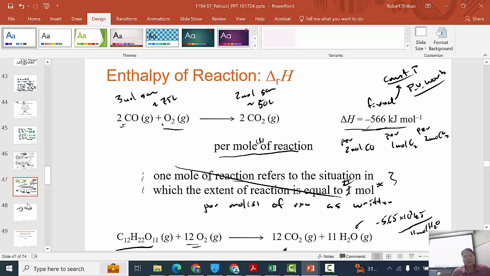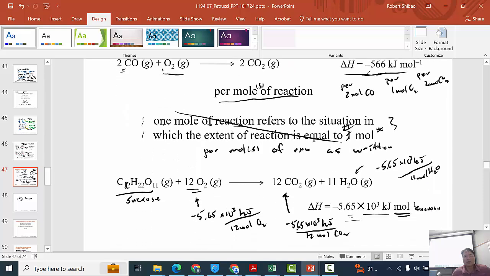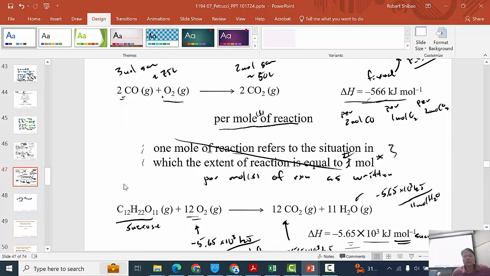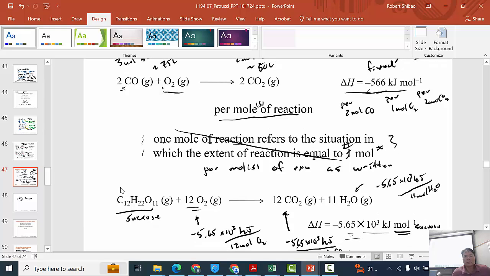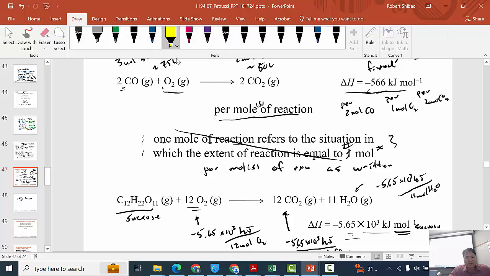In this case, who's going to do the work will be... something wrong with this. Surroundings does the work in that one, but there's something wrong with this because sucrose is not a gas. So I think that's a typo. Sucrose is usually a solid. In this case, we have 12 moles of gas going to 12 moles of gas and 1 mole of sucrose, and then this is gas too. We have to be careful because maybe this is all gas.